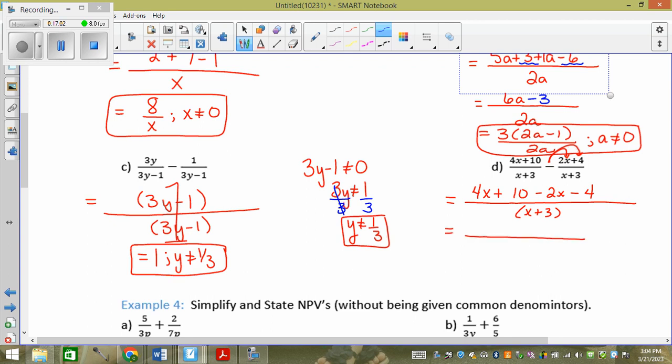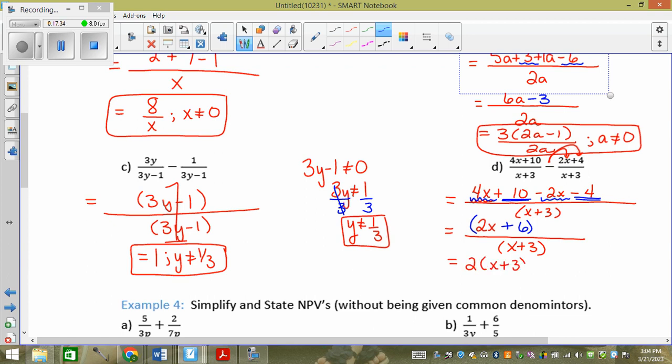So, I have x plus 3 in the denominator, and then I have 4 xylophones minus 2 xylophones, or 2 xylophones left, and then 10 trampolines minus 4 trampolines is 6 trampolines. Is there anything I can do to this binomial? So you can take out a 2. Then I'm left with x plus 3.